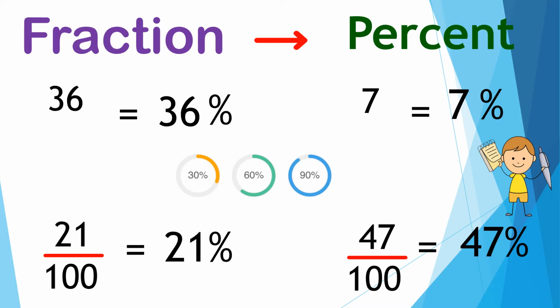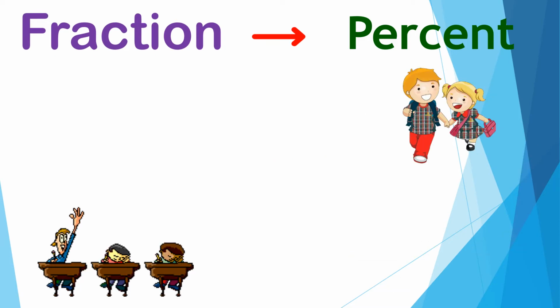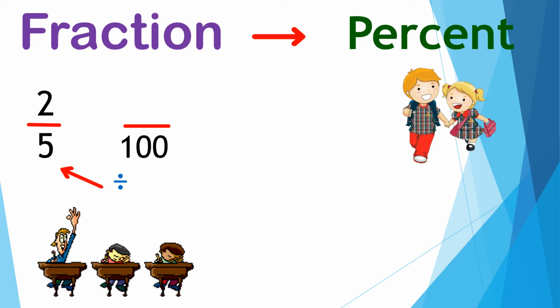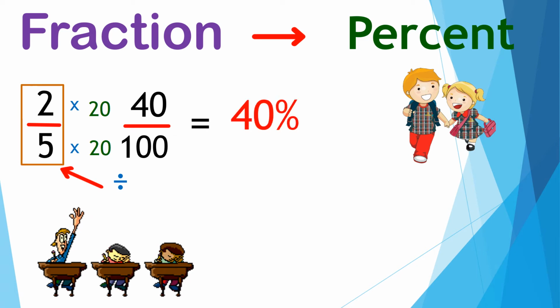That easy, right? You would probably be wondering, what about fractions with denominators other than 100? 2 over 5, for example. Remember earlier we said percent is a special fraction with a denominator of 100. Here, simply divide 100 by 5 or think of a number to multiply by 5 that would give you 100. In this case, it's 20. So do the same with 2. 2 times 20 is 40. So 2 over 5 is 40%.